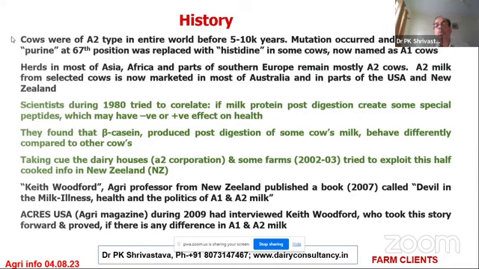Now, the situation is that South Africa, Asia, and parts of southern Europe remain mostly A2 cows. And A1 milk from selected cows is now marketed in most of Australia, New Zealand, and other nearby countries. Now this is becoming prominent in India also.